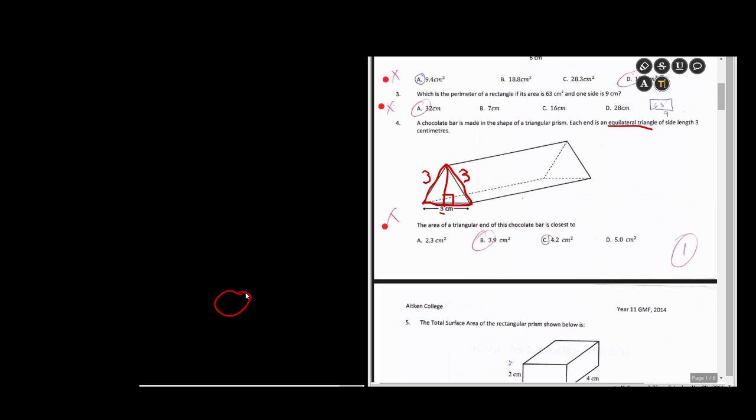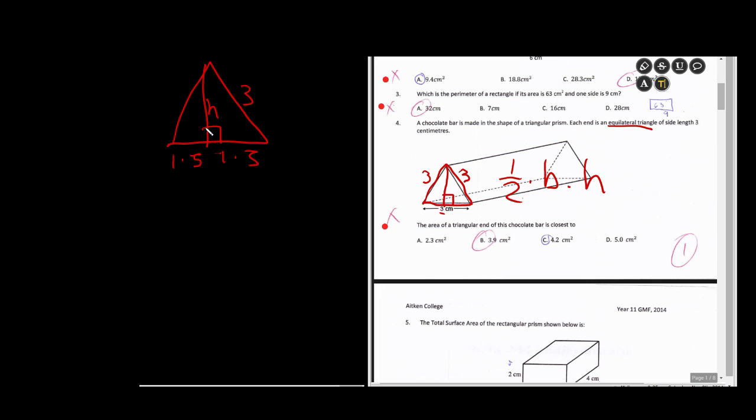I'll just redraw the triangle, so we have the triangle looking like this, and we've got 3 there, we've got a height, and we've got this distance here, which is half the base, so 1.5 and 1.5. Now we need to find out what this h is to find the area of a triangle, because we know that the area is half times the base times the height.